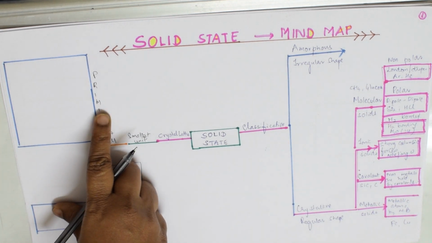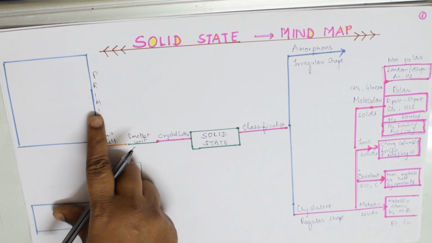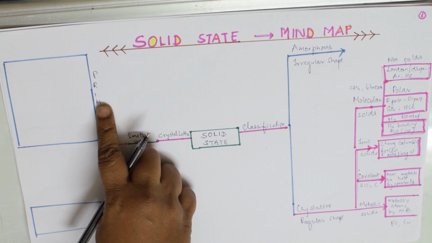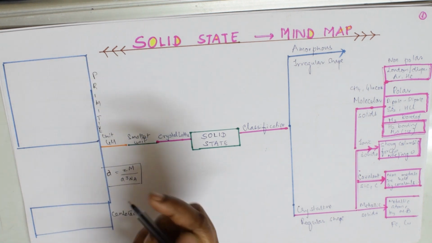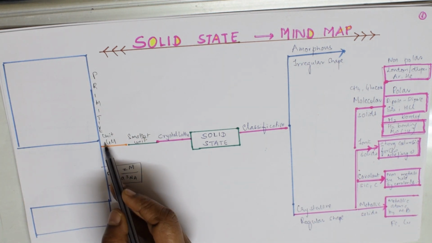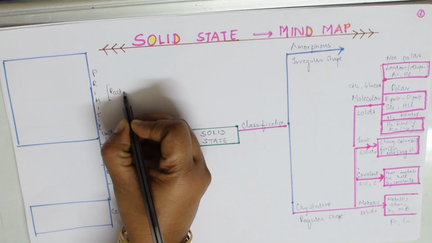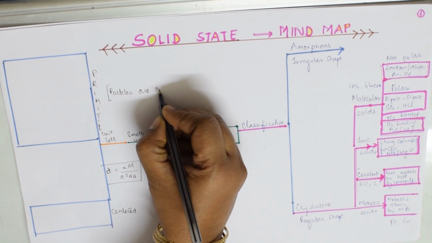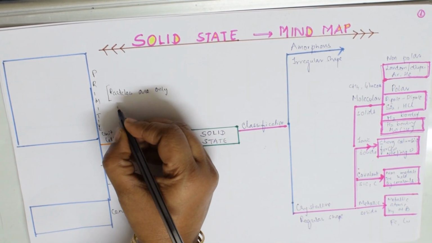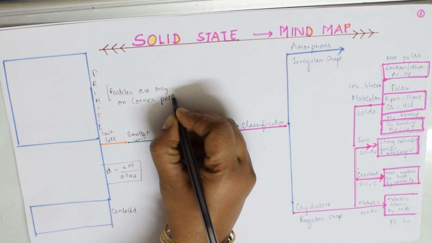So primitive unit cells are those where particles are only at the corner positions. In primitive, all the particles are at the corner, but in centered, we have again three varieties that we'll be writing very soon. First we'll finish this. So in a primitive unit cell, what should you remember? Particles are only on corner position, only on corner position. This is the concept, right?